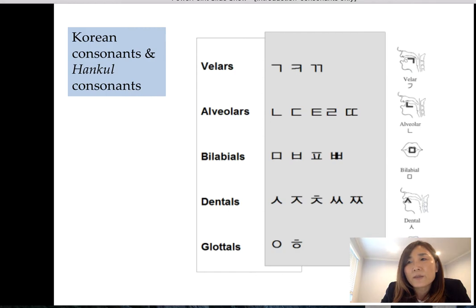Please take a look at the Korean consonants. Soft palate, velar, and throat sounds: g, k, g. Gum ridge, alveolar sounds: n, t, t, l, d. Lip sounds, bilabial sounds: m, p, p, b. Dental sounds produced in the hard palate area, hissing sounds: s, z, ch, s, z. Glottal sounds: u, hu.